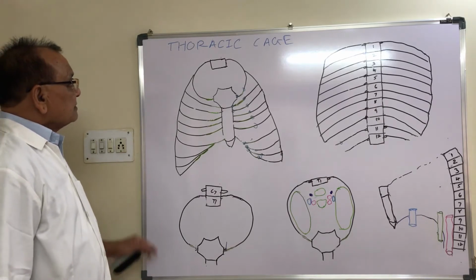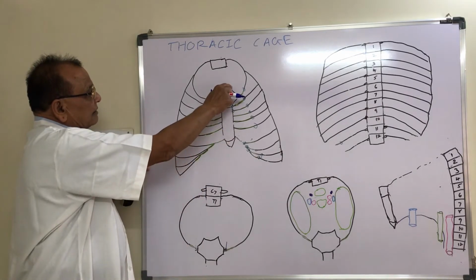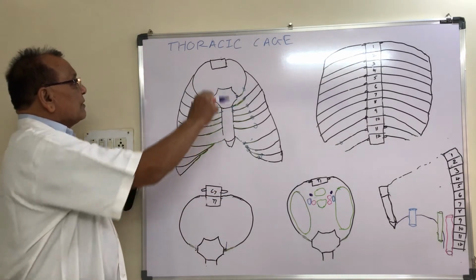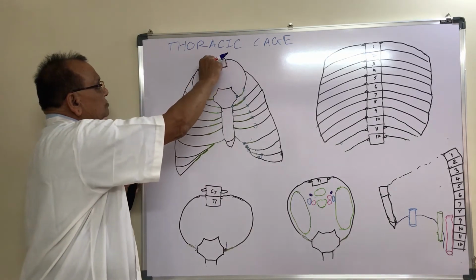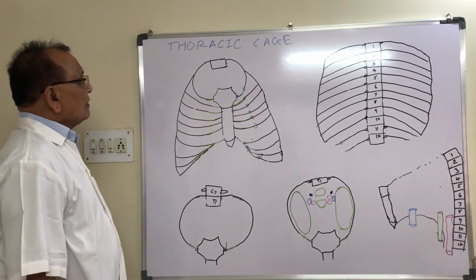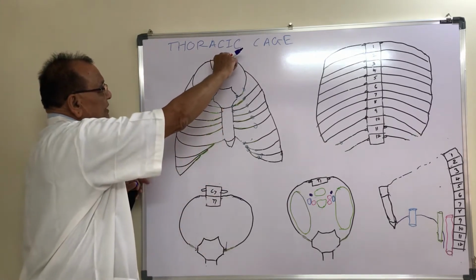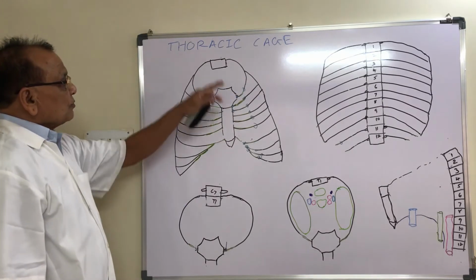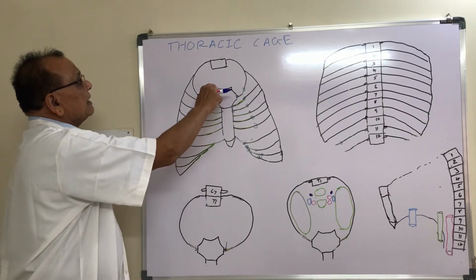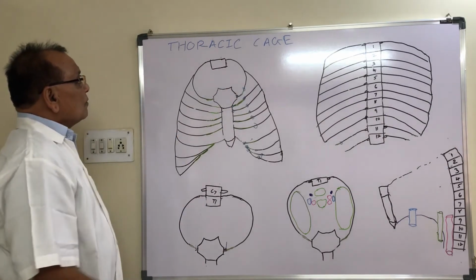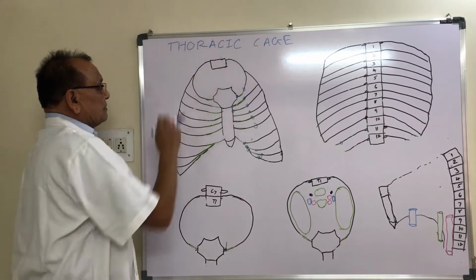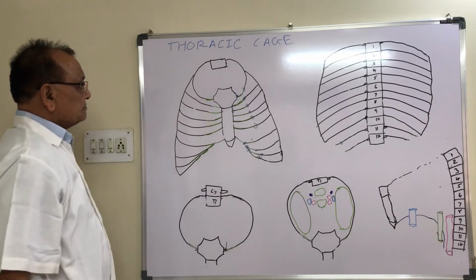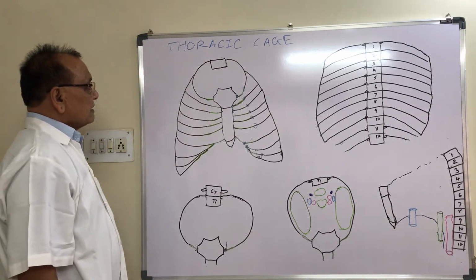Now the inlet of thorax is bounded anteriorly by the suprasternal notch. Posteriorly it is bounded by the upper surface of the first thoracic vertebra. And laterally on each side, it is bounded by the first rib with its costal cartilage. So again, anteriorly the suprasternal notch, posteriorly the upper surface of the first thoracic vertebra, and laterally on each side, the first rib with its costal cartilage.